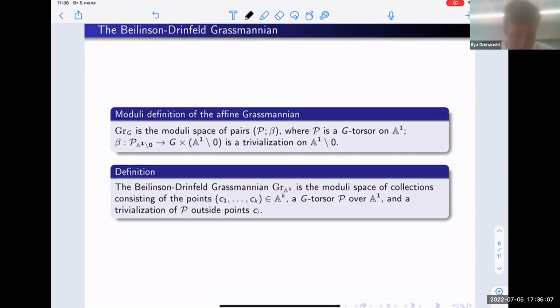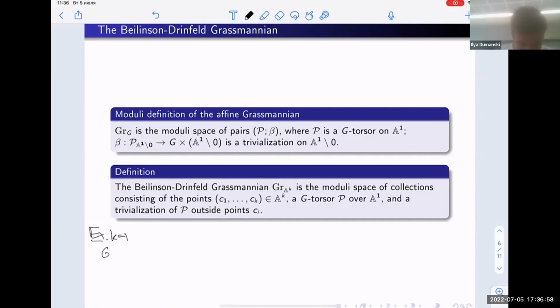This gives a motivation to define the Beilinson-Drinfeld Grassmannian. It will depend not only on G, but also on a positive number K. The Beilinson-Drinfeld Grassmannian is the moduli space of collections of K points on A1, a G torsor over A1, and a trivialization of this torsor outside of the chosen points C1 to CK. Let me illustrate this definition for some particular cases. Let us start with K equals 1.